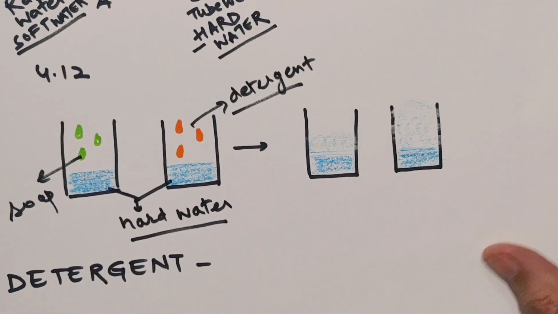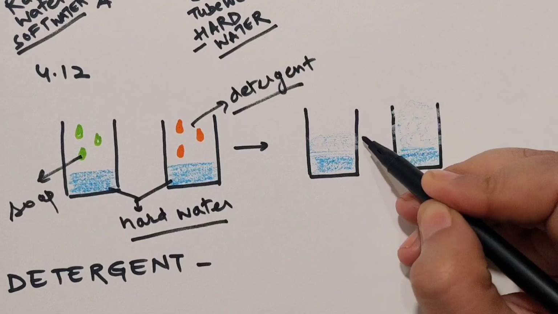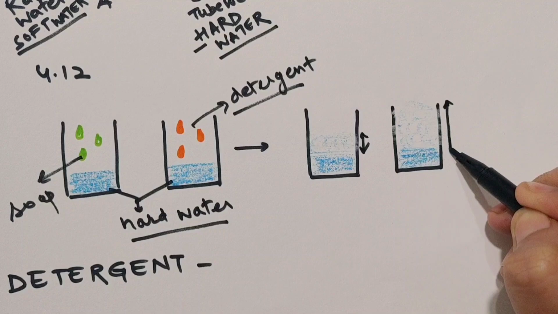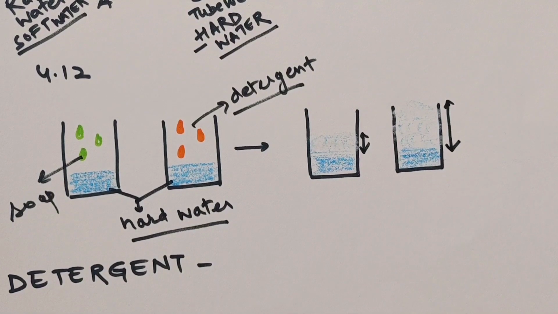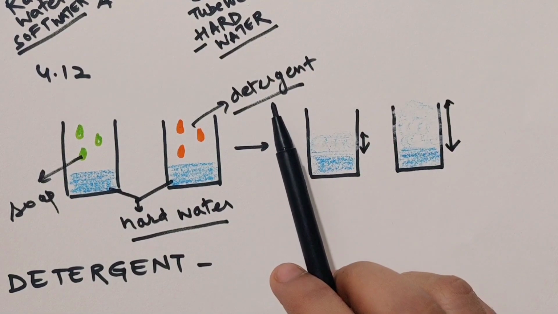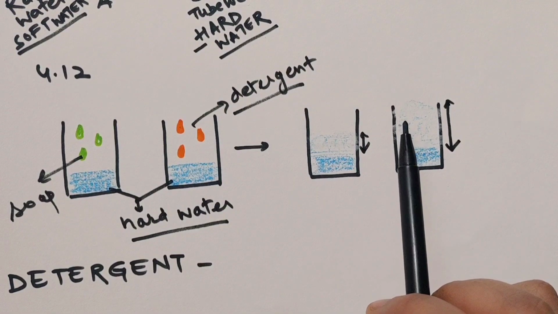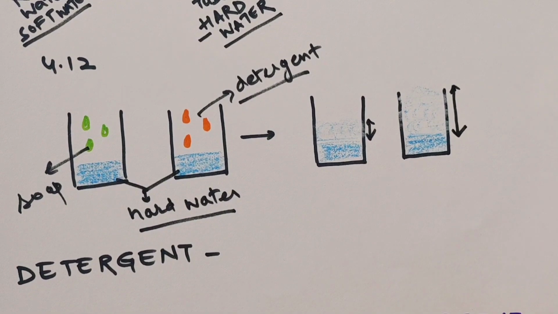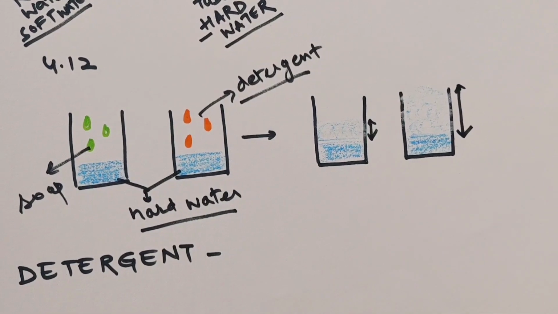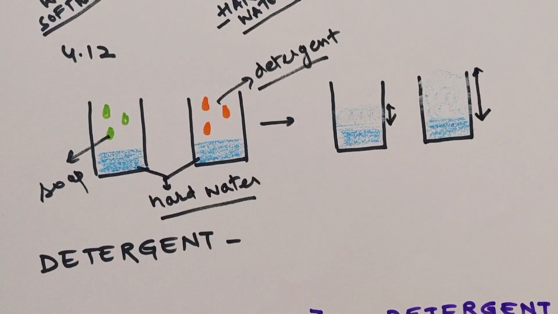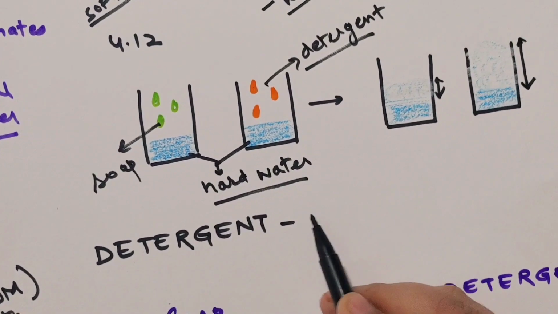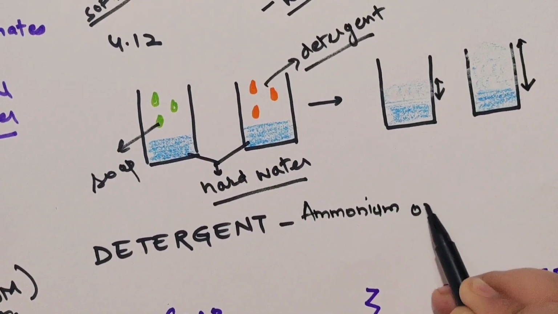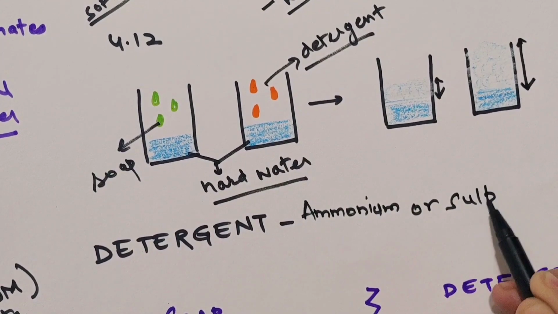Now, in case of soap, the lather produced is less. In case of detergent, the lather produced is more. Why is that? Why is detergent able to form lather with hard water? The reason is that the chemical nature of detergent is not the same as that of soap. Detergents are ammonium or sulfonates.